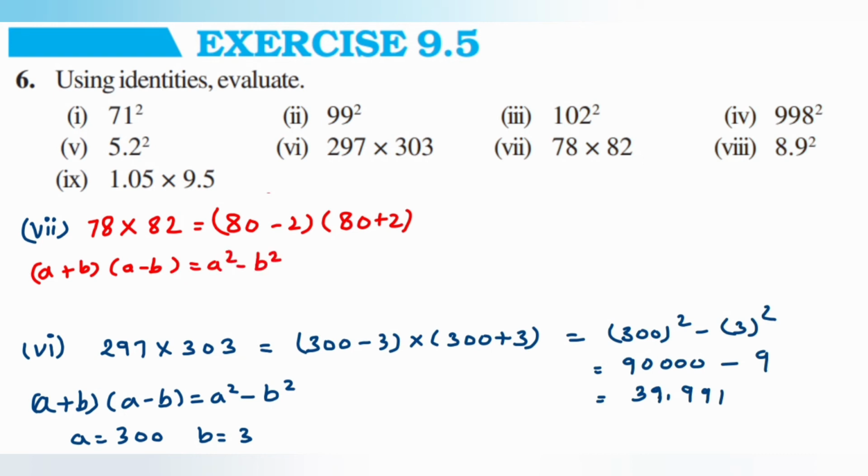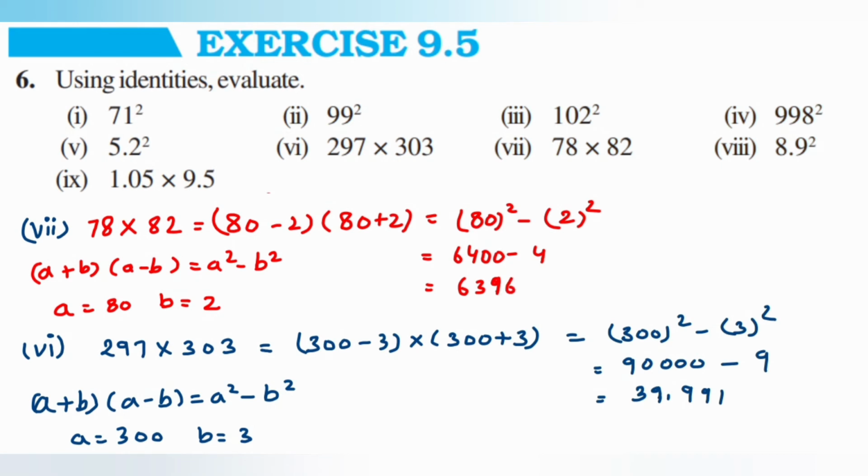Now you have to identify what is the a value and what is the b value. So the a value is 80 and the b value is 2. Now we're going to substitute the values here. So 80 square minus 2 square. 80 square is 6400, minus 2 square is equal to 4. So when we subtract it, we get 6396. Okay, this was the seventh one. Now we'll go to the next question.